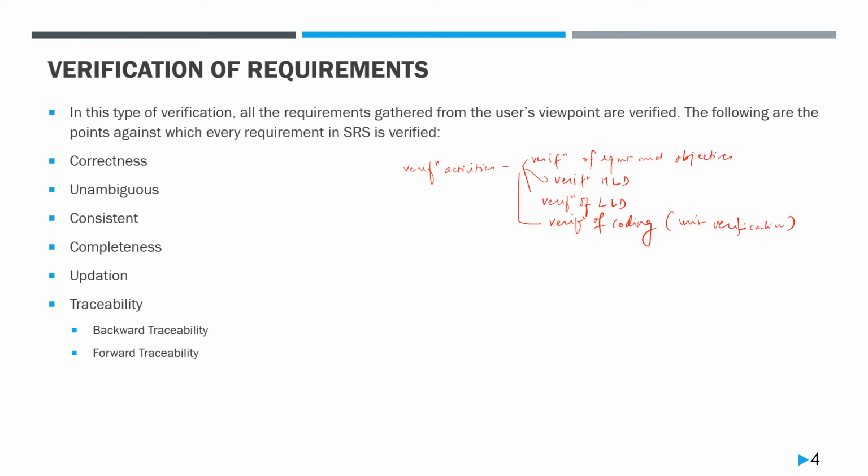Now come to verification of requirements. In this type of verification, all the requirements gathered from the users' viewpoint are verified. For this purpose, an acceptance criteria is prepared. An acceptance criteria defines the goals and requirements of the proposed system and the acceptance limit for each of the goals and requirements. The acceptance criteria matters the most in case of real-time systems where performance is a critical issue.